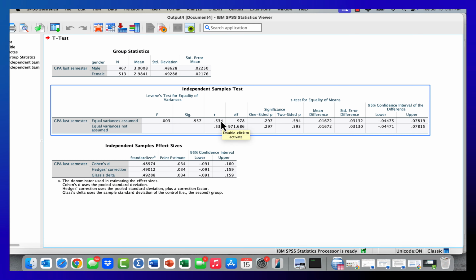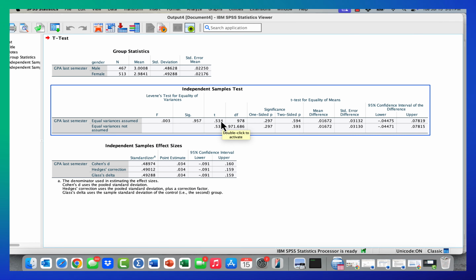Okay. After you determine which row of output to use based on the Levene's test, you then make your t-test conclusion, right?